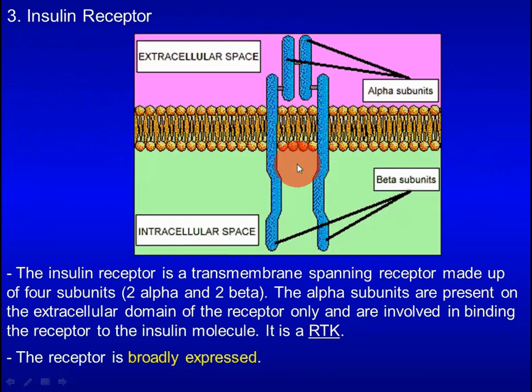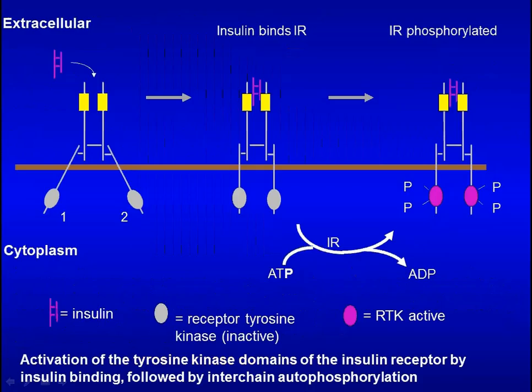Here is the insulin receptor. The insulin receptor is a receptor tyrosine kinase. It is comprised of 4 subunits, 2 alpha and 2 beta subunits. The alpha subunit binds insulin. The insulin receptor is broadly expressed. After insulin binds the receptor, it dimerizes. Dimerization of the insulin receptor activates the intrinsic receptor tyrosine kinase, which then phosphorylates each other.